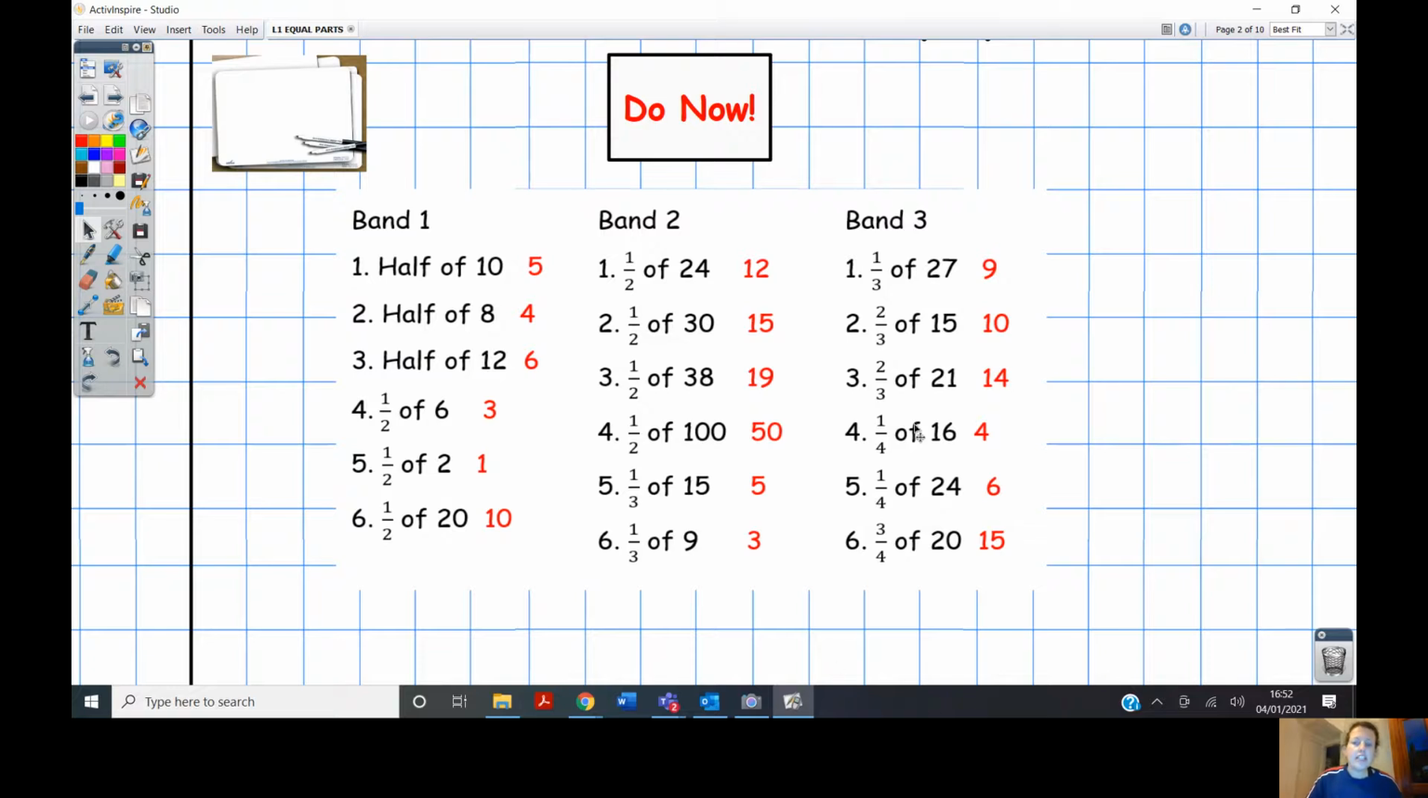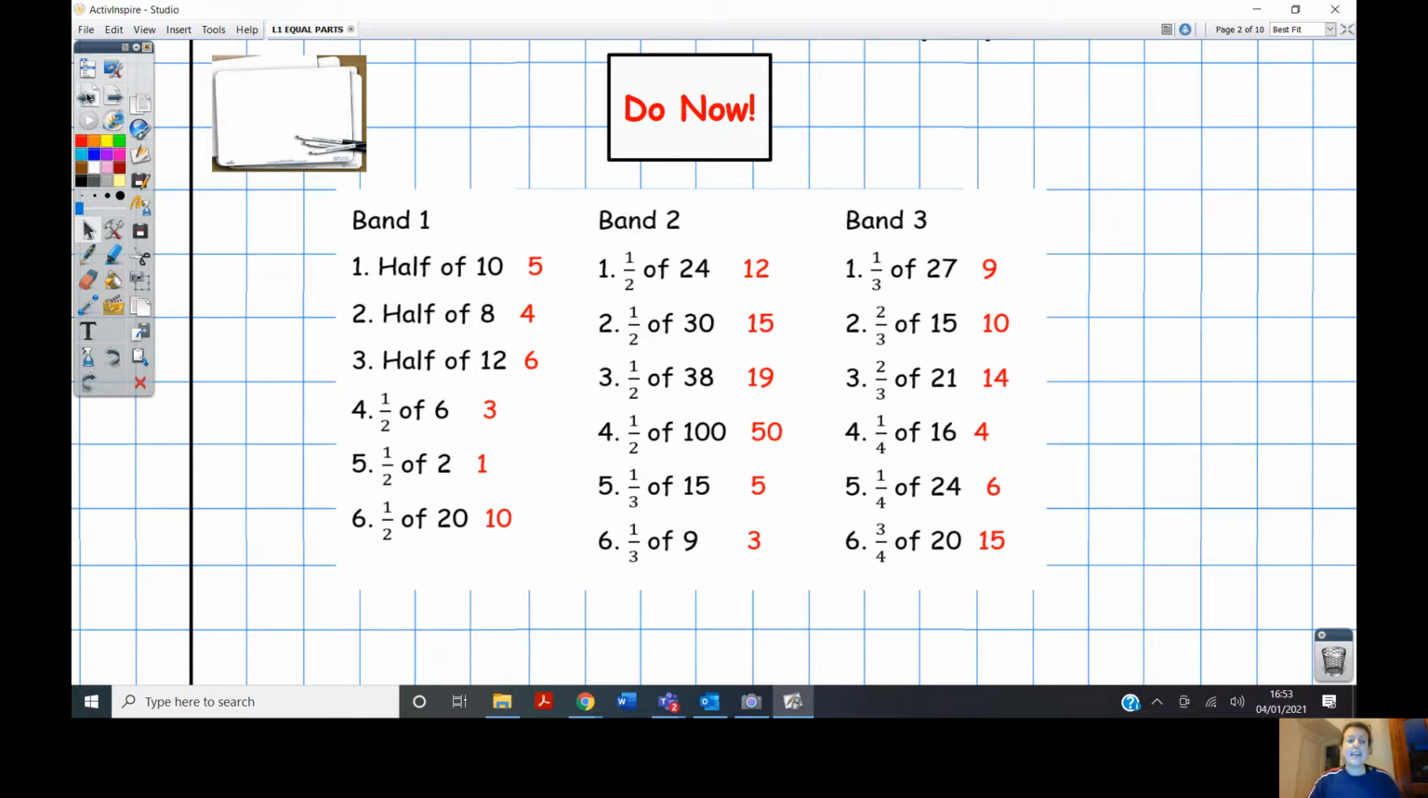So looking at these little more complex ones in band 3, what is 15 divided by 3? I need to know what the value of each part is. If I divide 15 by 3, it's 5. Multiply that by 2. 2 times 5 is 10. Have a check of those. We're going to be going through those more over the next couple of weeks.